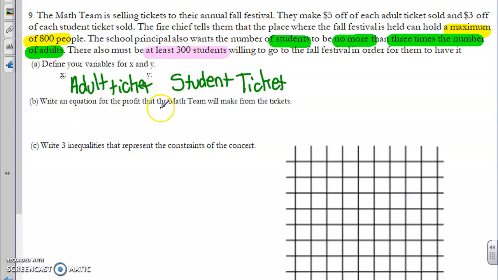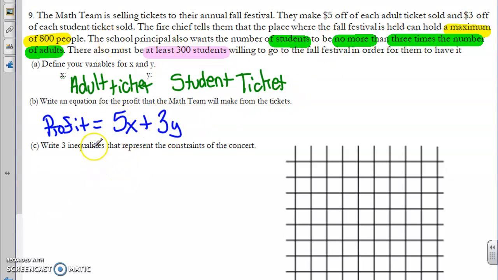Okay, write an equation for the profit, so how much these guys make. We now know that an adult ticket is X. They made $5 off an adult ticket, so that means 5x. But they also made $3 off of a student ticket. So that would be 3y.